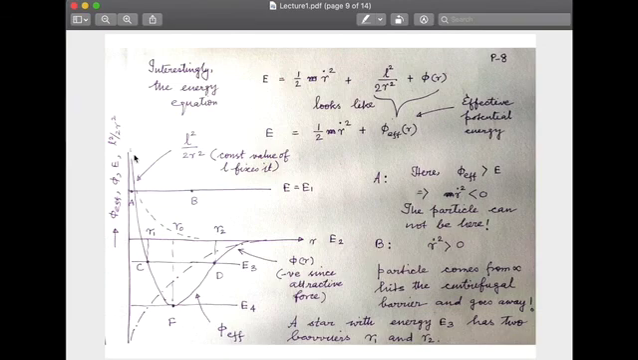So the particle which has a positive energy can go to infinity, and then comes from infinity, hits the centrifugal barrier, and then it can go back to infinity. So this type of orbits are called unbound orbits.